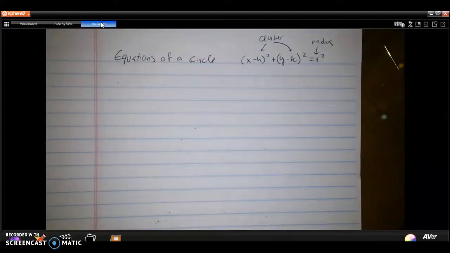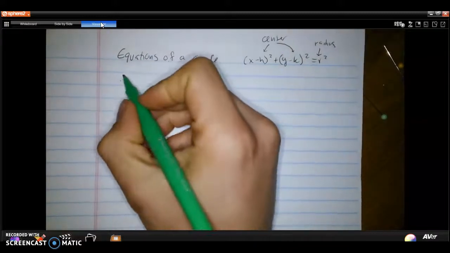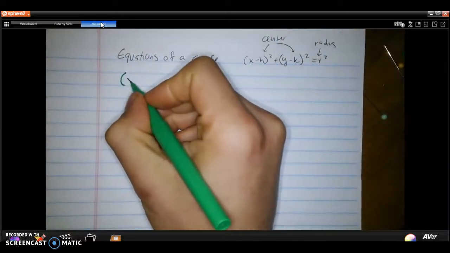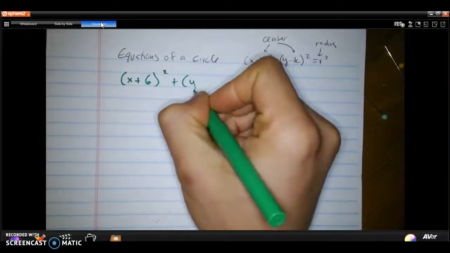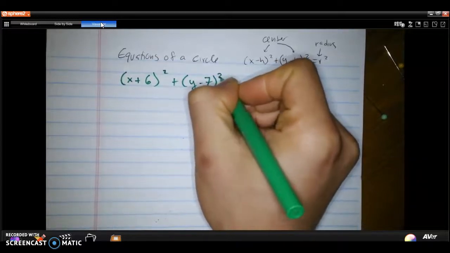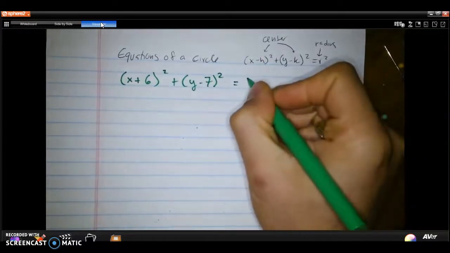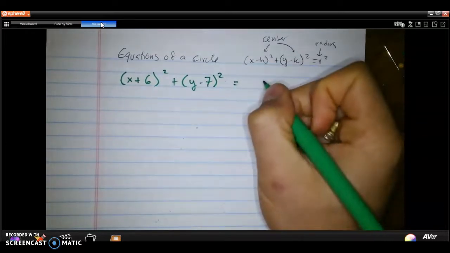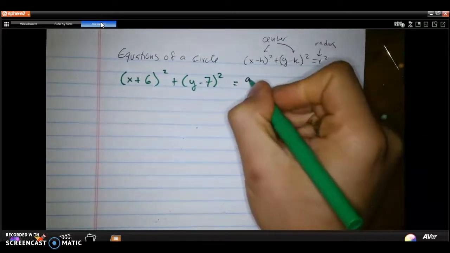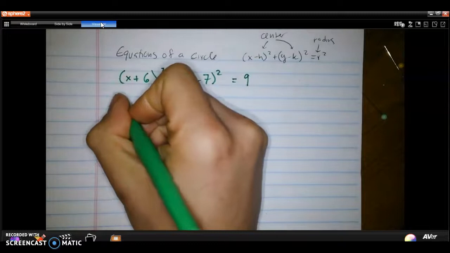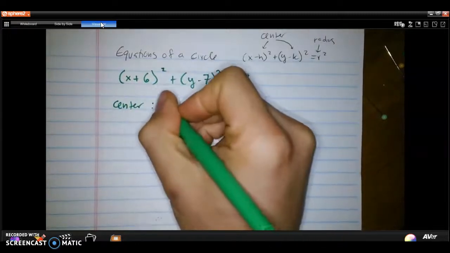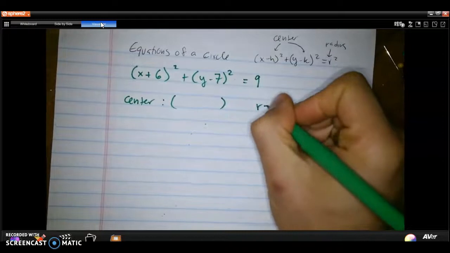Now what we're going to try is I'm going to give you an equation, and I want you to see if you can tell me what the radius is going to be here. So our equation is (x plus 6) squared plus (y minus 7) squared equals 9. Again, we need to figure out what the center is going to be and what the radius is going to be.